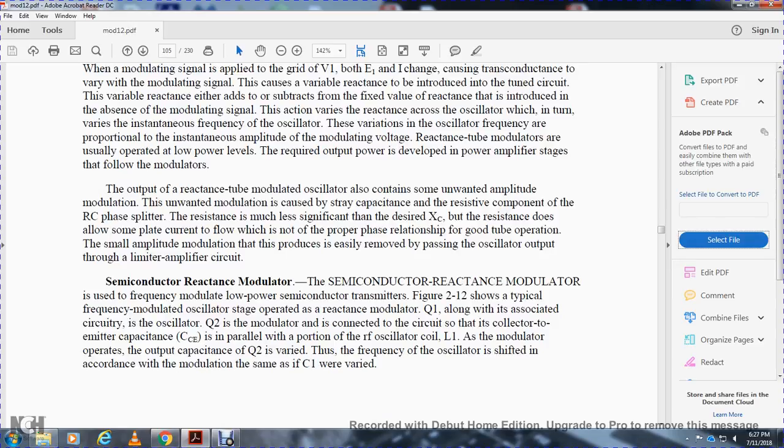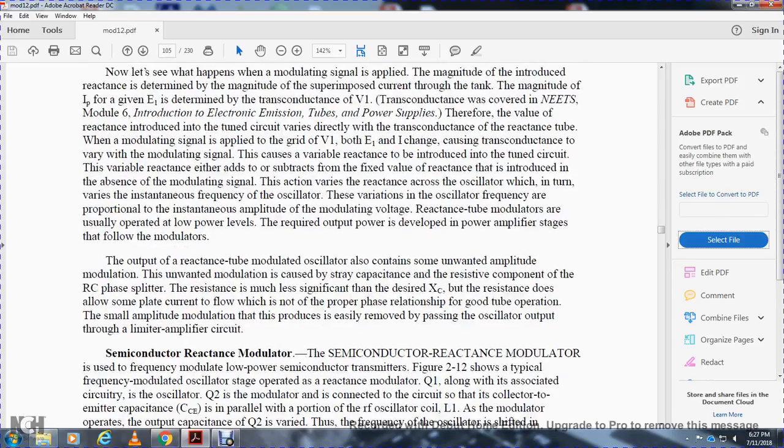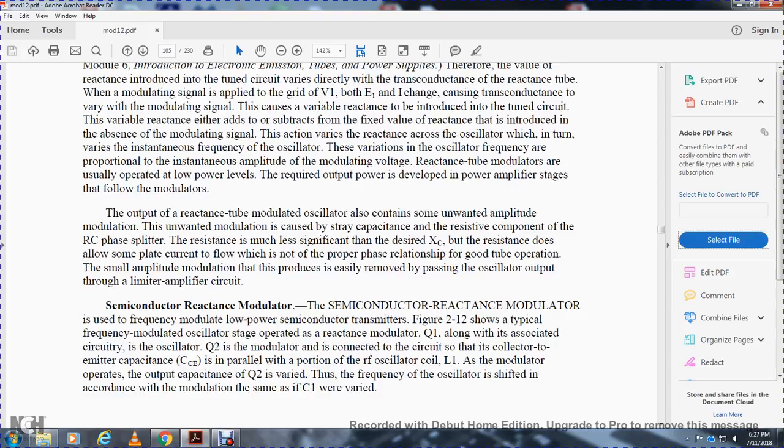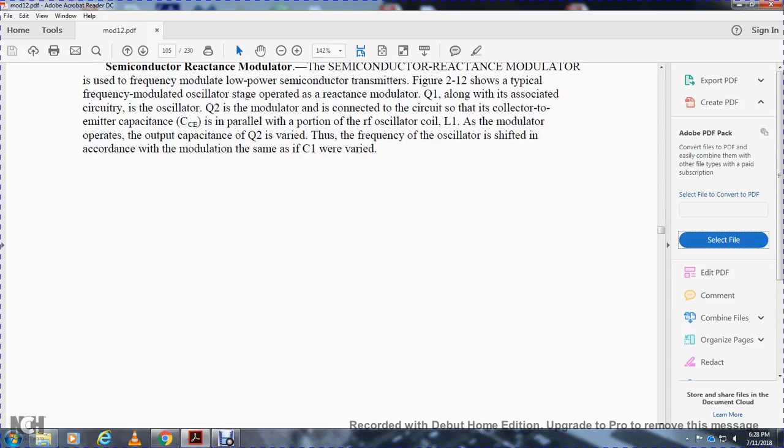Semiconductor reactance modulator. Semiconductor reactance modulators use the frequency modulator in low power semiconductor transmitters. Figure 2-12 shows a typical frequency modulated oscillator stage operating with a reactance modulator. Transistor 1 is the oscillator along with the associated circuitry. Transistor 2 is the modulator, connected with its collector-to-emitter capacity in parallel with a portion of the radio frequency oscillator coil, inductor 1. As the modulator operates, the output capacity varies, and thus the frequency of the oscillator is shifted in accordance with the modulation, as capacitor 1 is varied.